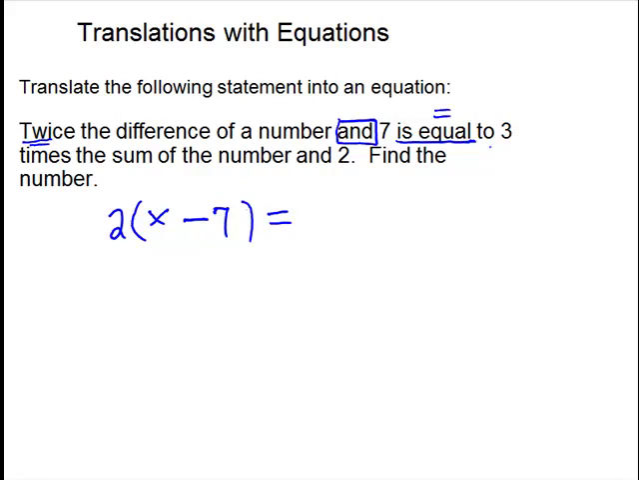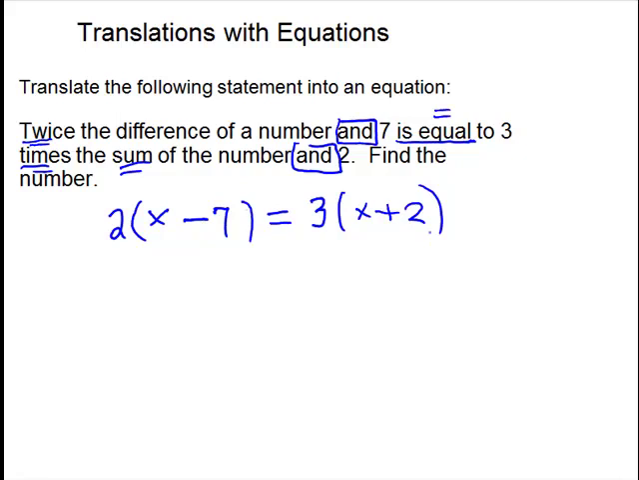3 times the sum. Notice on this side you are also getting 2 operation words back to back. 3 times, so you have your times. That's 1. You could put the dot for times, expecting the second piece, but it is a sum, so I'll go ahead and use the parentheses. If you put the dot, you would have the dot and the parentheses. Your sum will go inside. Sum is add, a number, and 2. That's our translation. So twice the difference of a number and 7 is equal to 3 times the sum of a number and 2.